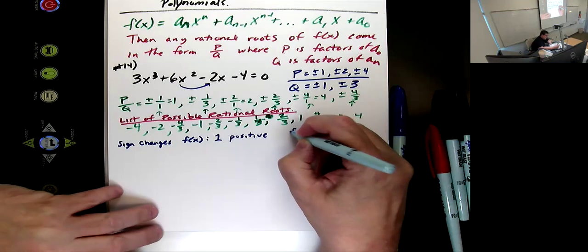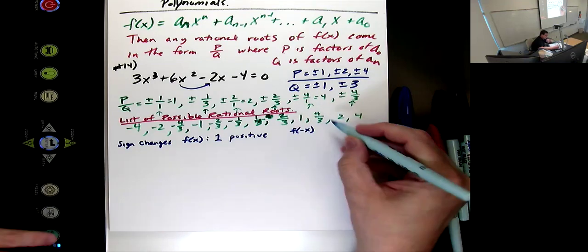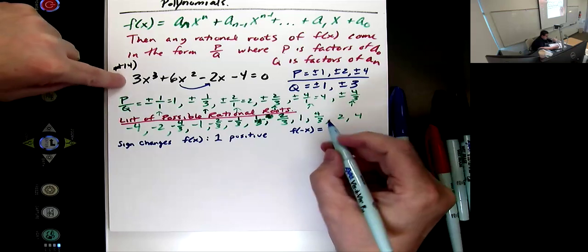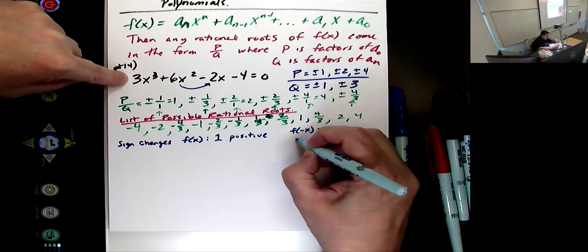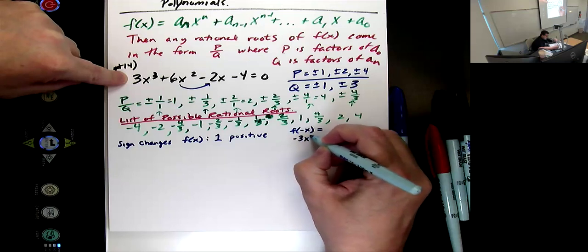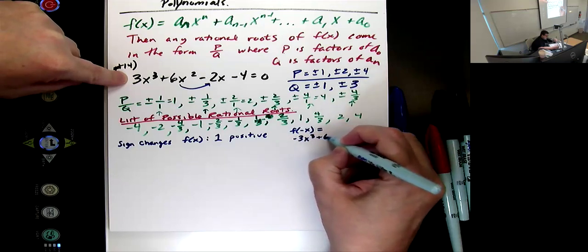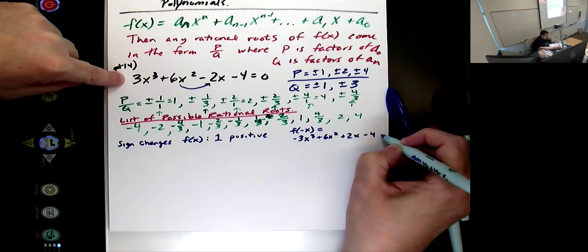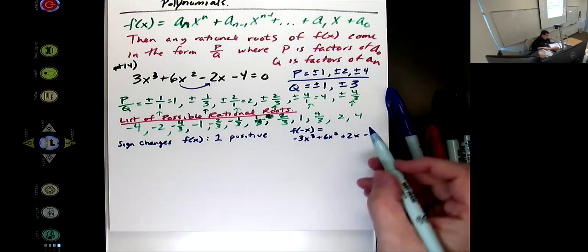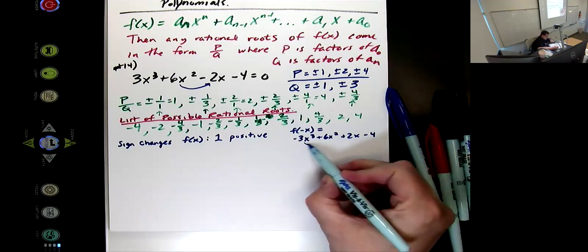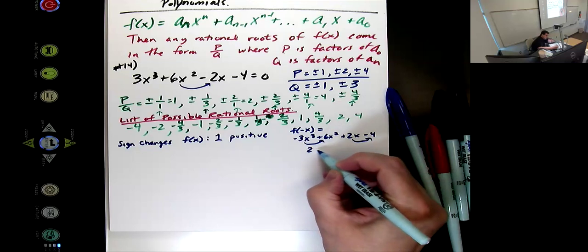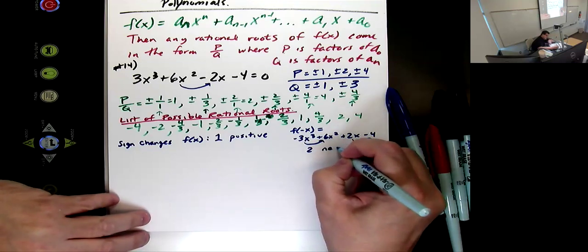If I do f of negative x, this changes the sign of every odd exponent. F of negative x is negative 3x cubed plus 6x squared plus 2x minus 4. If we do the sign changes here, there's one there, there's one there. There are two negative roots possible.